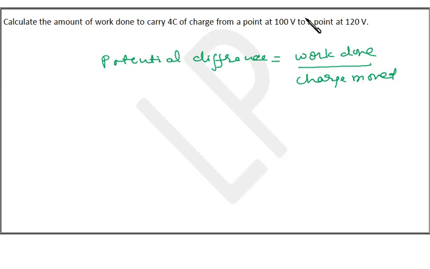Now potential difference is what over here? It's 100 volt to 120 volt. So that's 120 minus 100, so it's 20. Now we have to calculate the work done. Suppose it is W. What is the amount of charge that is being moved? That's 4 coulomb. So W is equal to 20 into 4, that's 80. I hope you are clear.